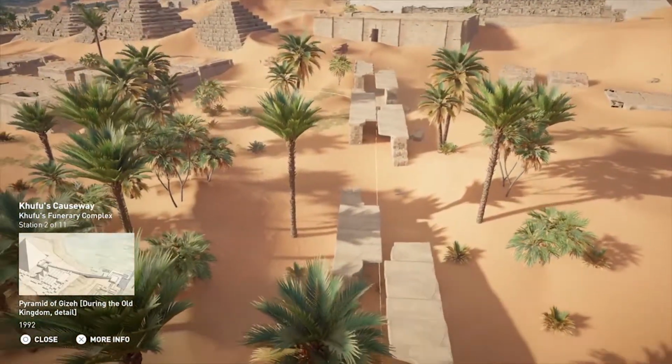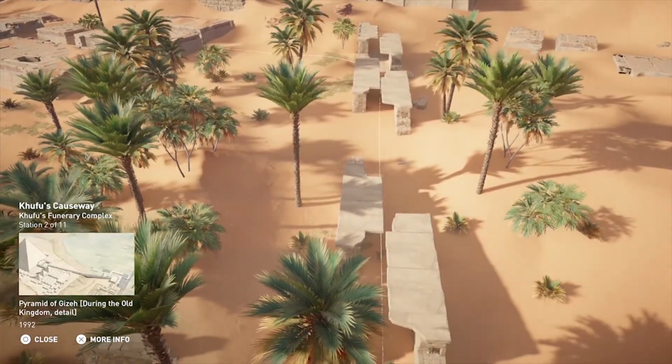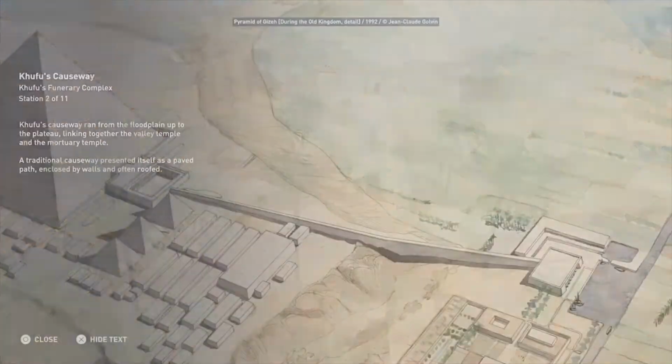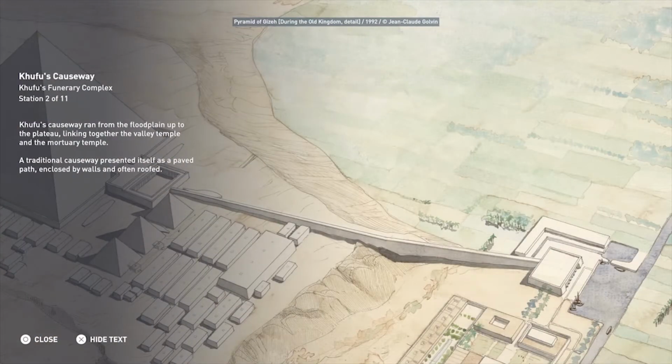Khufu's causeway ran from the floodplain up to the plateau, linking together the Valley Temple and the Mortuary Temple. A traditional causeway presented itself as a paved path, enclosed by walls and often roofed.